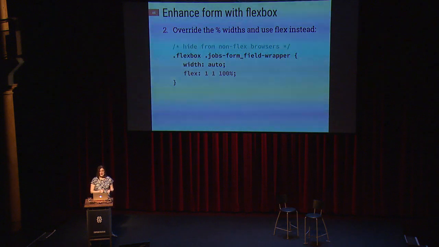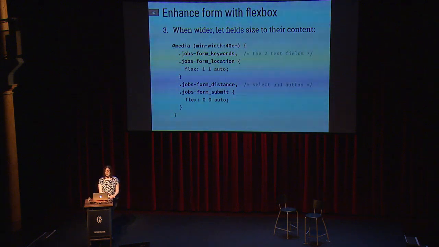Next, I need to override the percentage widths and use the flex property instead to size the field wrappers. And I need to hide this rule from non-supporting browsers using the Modernizr flexbox class so that they don't see width: auto and they continue to use those percentage widths. So at first the fields will just be 100% wide, so each takes its own line on narrow screens. But in the first breakpoint I can change the flex values so that the fields size to their content instead of these arbitrary percentages that I assign.